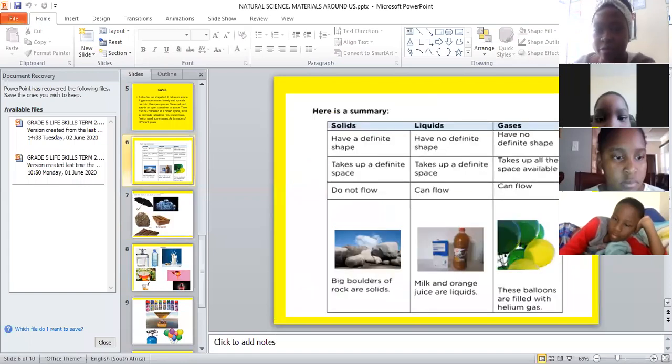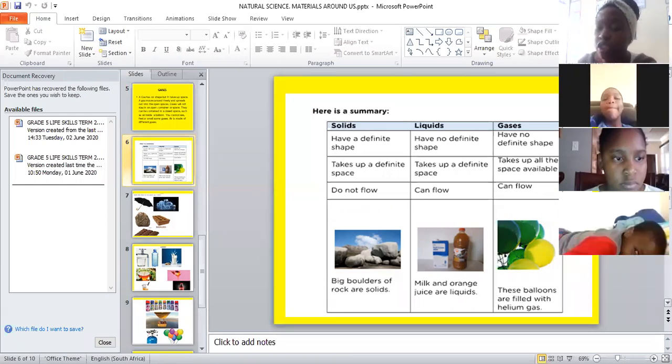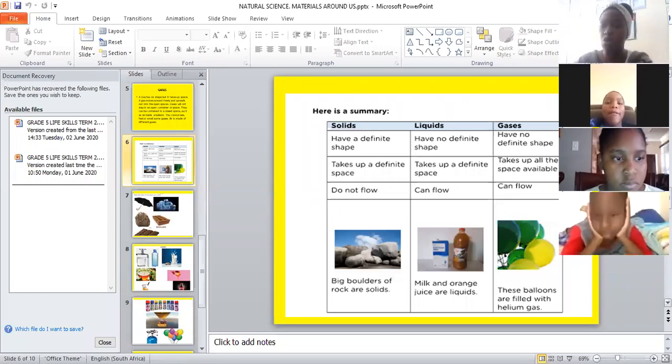Have a definite shape, takes up a definite space, do not flow. So solids have a definite shape like this rock, take up a definite space and do not flow. Like this rock, if air comes, it won't be blown away. Okay? Thank you.